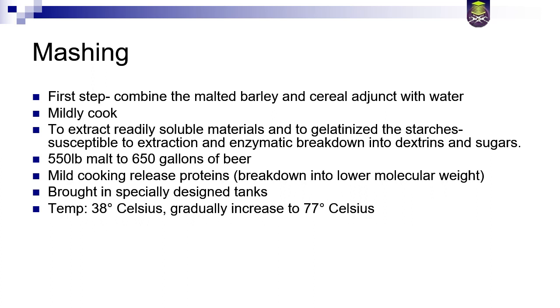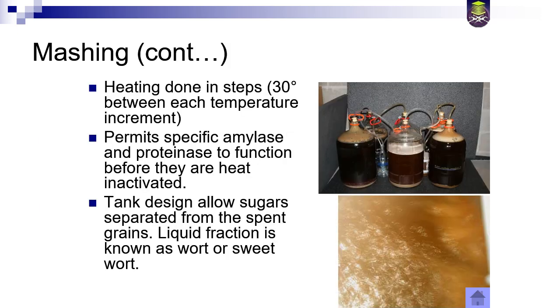Mild cooking releases protein and breaks it down into lower molecular weight, brought in a specially designed tank where the temperature is 38 degrees Celsius and gradually increased to 77 degrees Celsius. Okay, heating in the mashing process is done in steps. Each step is about a 30 degree increment. Mashing permits specific amylase and protease to function before they are heat inactivated, and tank design allows sugar to separate from the spent grain. The liquid fraction is known as wort or sweet wort.